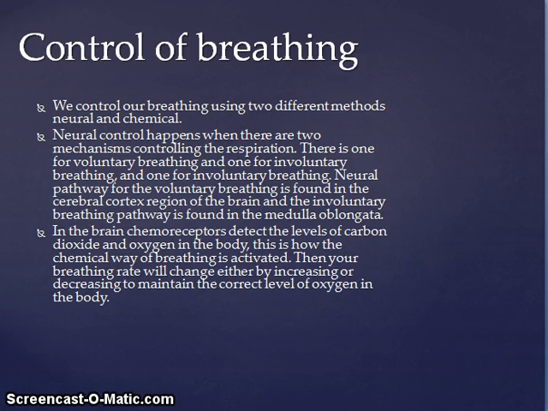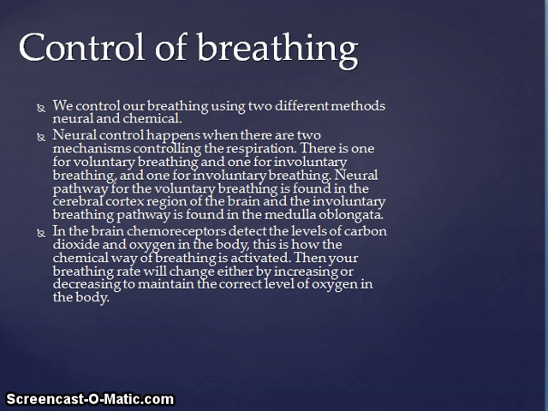There are two different ways to control our breathing, which is neural and chemical. Neural control happens when there are two mechanisms controlling the respiration. There is one for voluntary breathing and one for involuntary breathing. The neural pathway for voluntary breathing is found in the cerebral cortex region of the brain, and the involuntary breathing is found in the medulla oblongata. So basically this means that neural pathways from the brain tell our body to breathe.